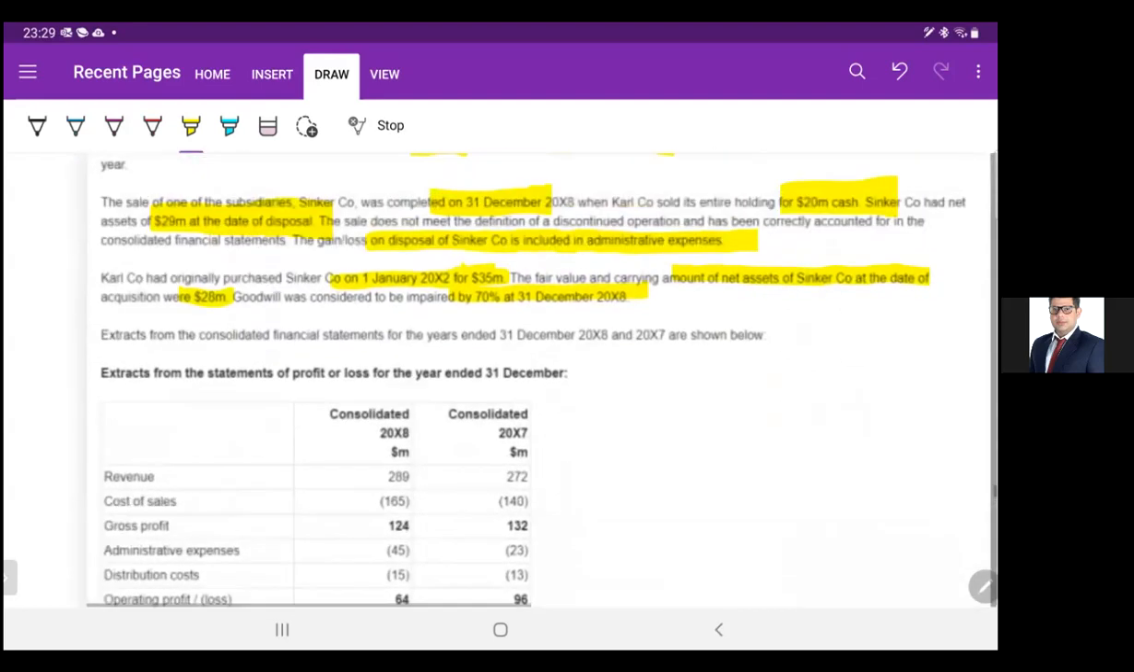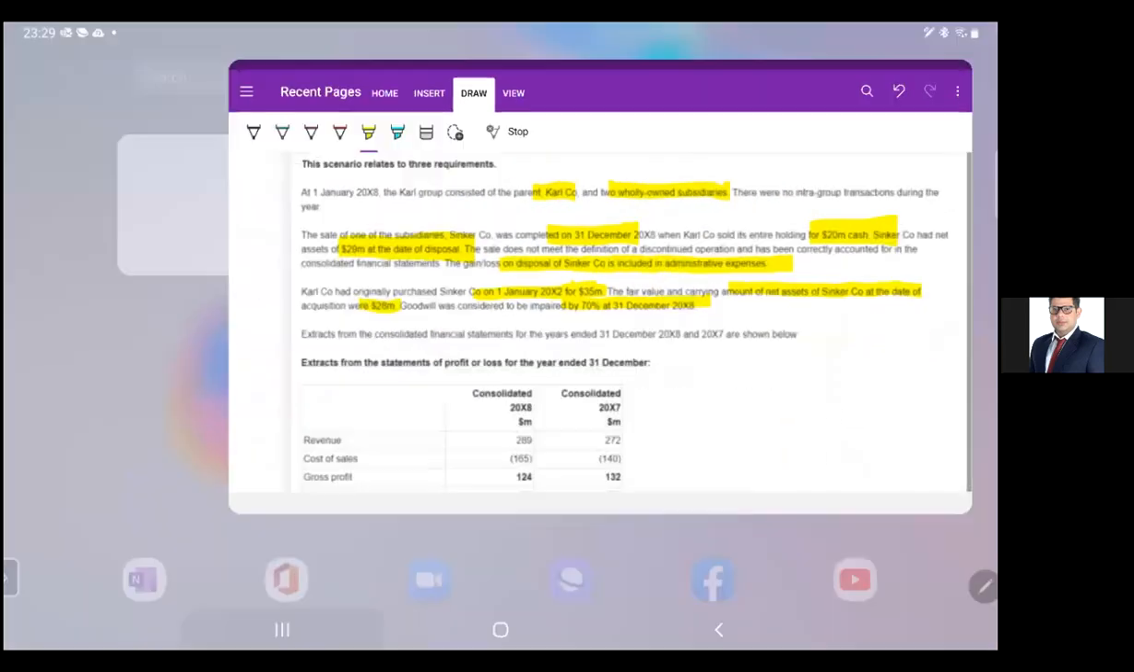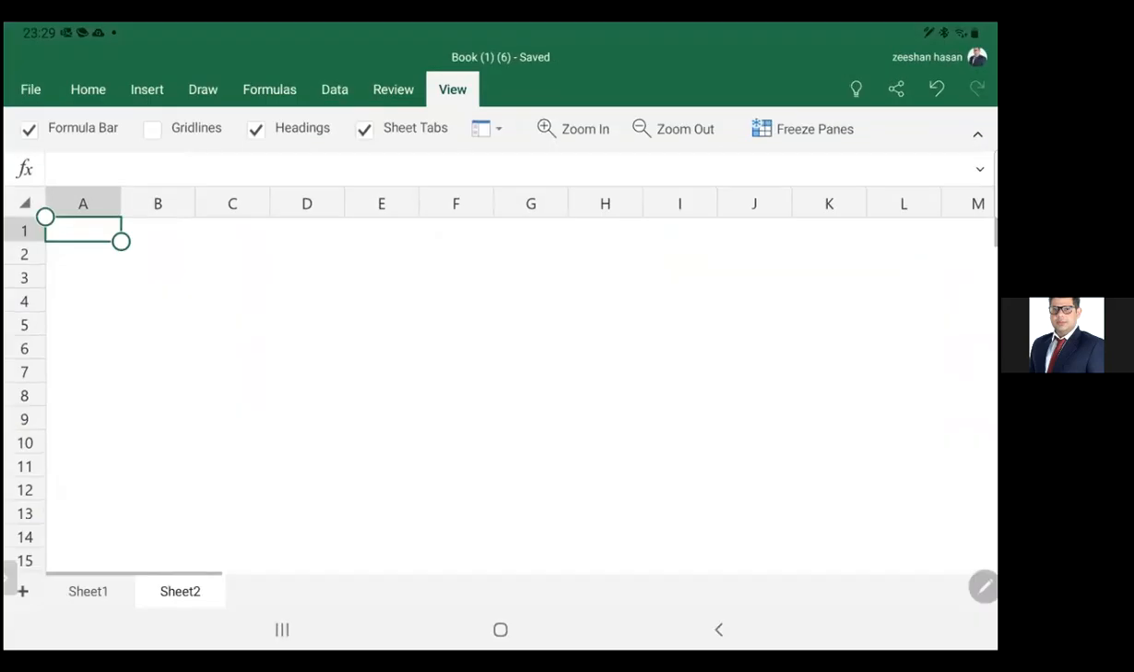Okay, cool. Now let us move to our Excel sheet and let's get going. So firstly, let us do the working, and that is the working related to the goodwill. Working: goodwill.